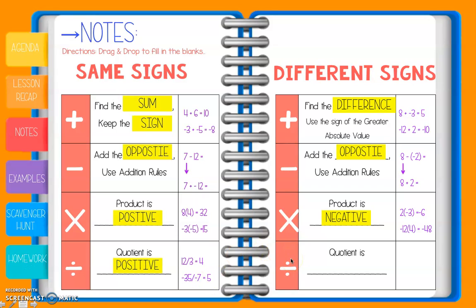If the integers have different signs and we're dividing, our answer is going to be negative. So for example, a positive 14 divided by a negative 7. Those are different signs, so it's going to give us a negative 2. Negative 18 divided by positive 6. Those signs are different, so it equals a negative 3.